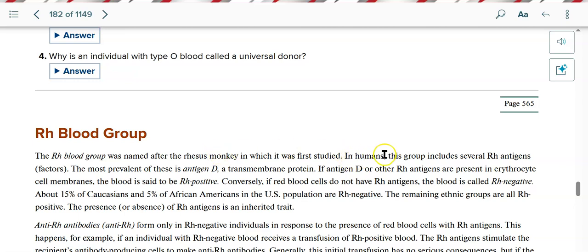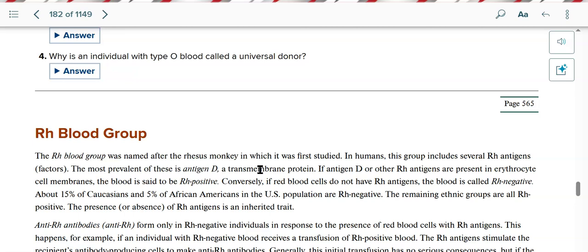In humans, this group includes several different RH antigens. The most prevalent, the main one of these, is called antigen D, which is a transmembrane protein, which means part of the protein is on the inside of the cell membrane, part of it passes through to the outside of the cell membrane. If antigen D or the other RH antigens are present on the red blood cell membranes, the blood is said to be RH positive. If you don't have those RH antigens, then you're said to be RH negative.